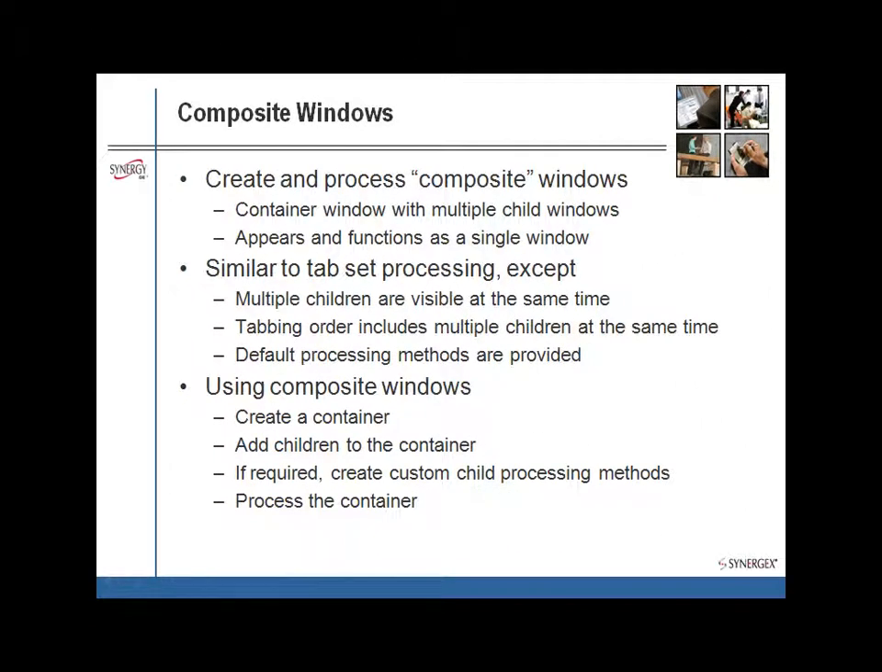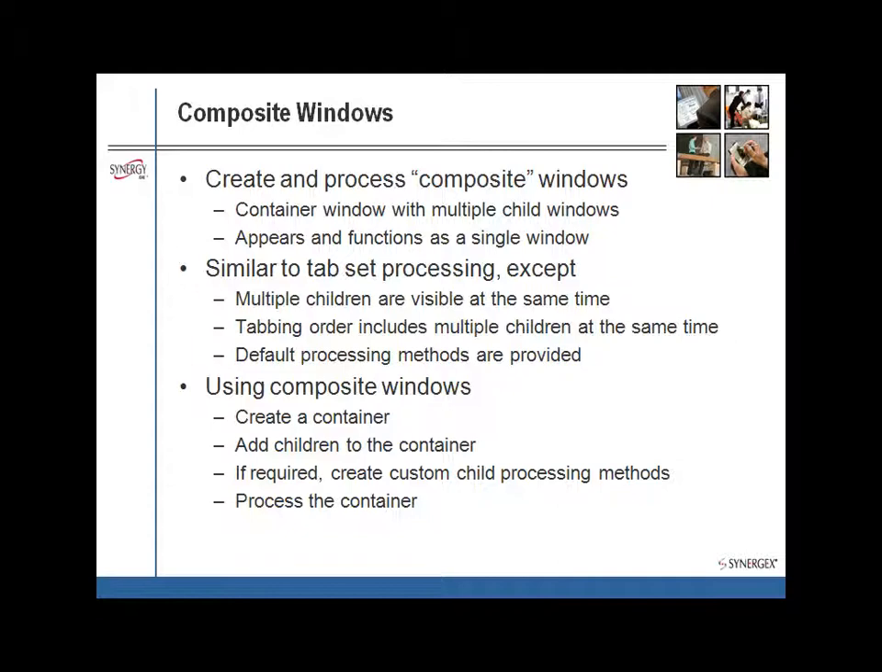Version 9 of UI Toolkit introduces the ability to create and process composite container windows. A composite container is a single window which can contain other child windows. The composite container appears and is processed like a single window. Creating and processing composite windows is very similar to creating and processing tab sets.